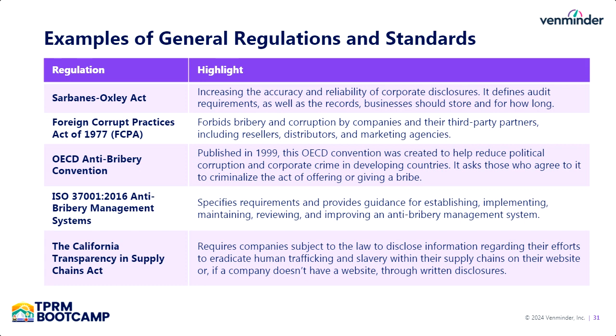The next three are related to preventing and detecting corrupt practices like bribery. Under these laws and standards, they're basically saying that it's not enough for an organization to abstain from corrupt practices. They should also be doing their due diligence to ensure that their third parties aren't engaging in bribery. And the last one is specific to organizations in California and requires them to disclose how they're preventing human trafficking within their supply chains.